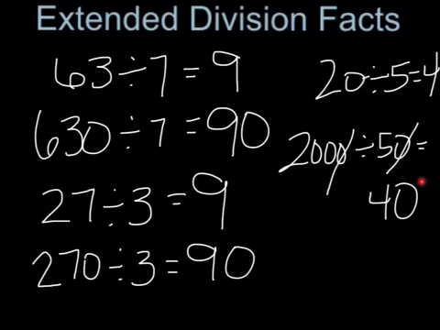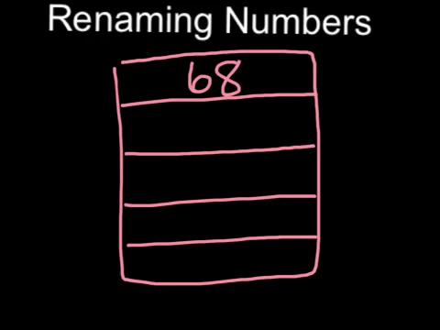We will do some more practice with this tomorrow in class, so don't be worried if you don't totally understand it tonight. This next part is about renaming numbers. Sometimes with our math, you are going to be asked to write some different names for numbers. So in this case, we're going to use the number 68. And we're going to think about some different ways that we can name this number.